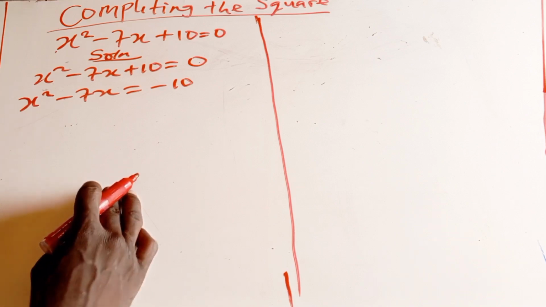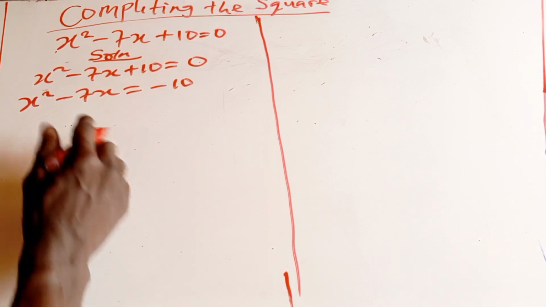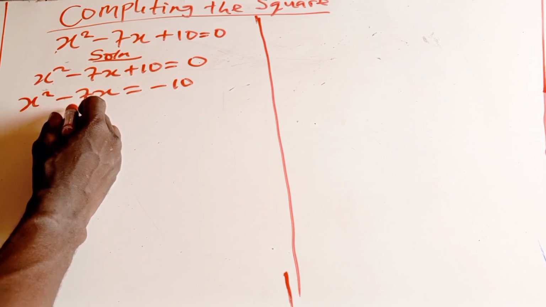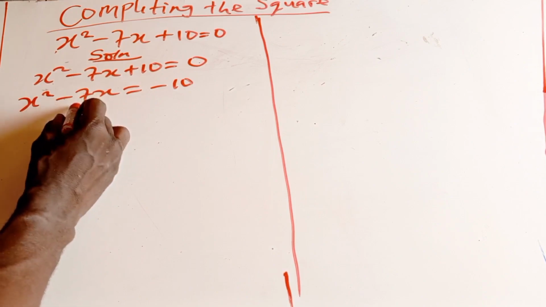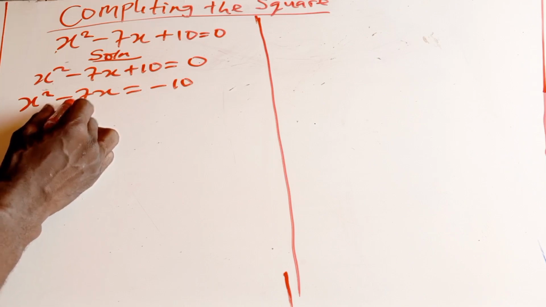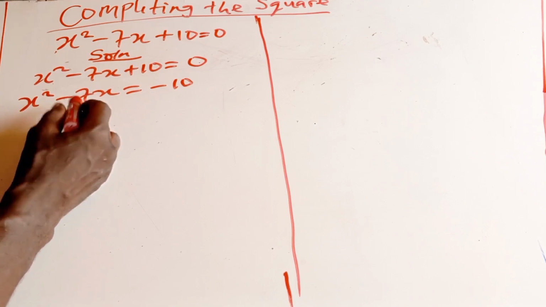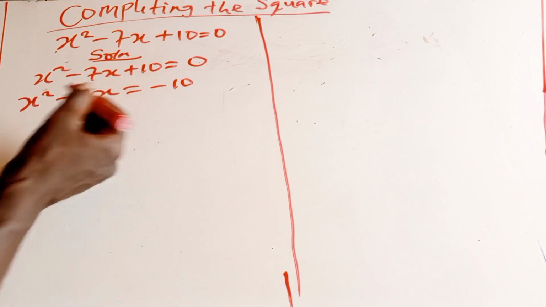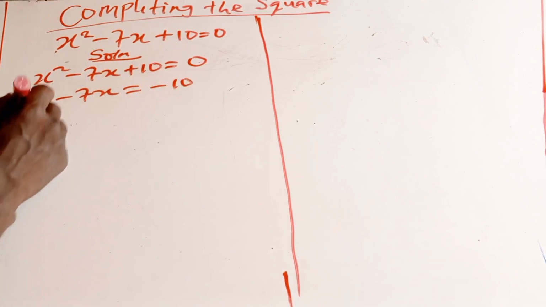Then the next step is we find the half of b, square it and add it to both sides. What is the half of b? The b here is minus 7. What is half of minus 7? Half of minus 7 is 7 divided by 2. Then we can square it and add it to both sides.